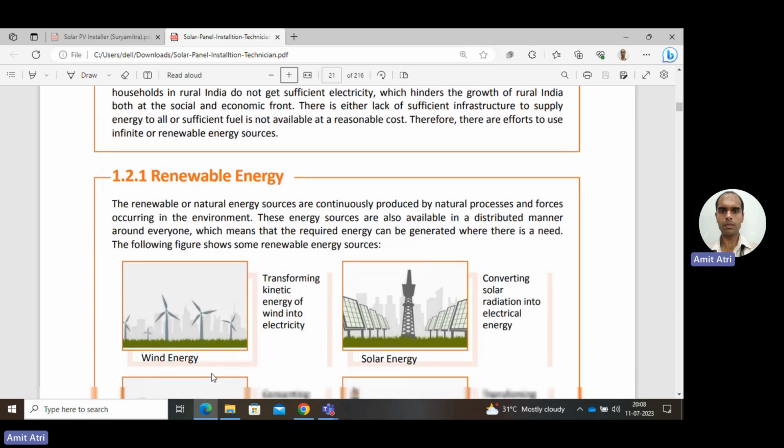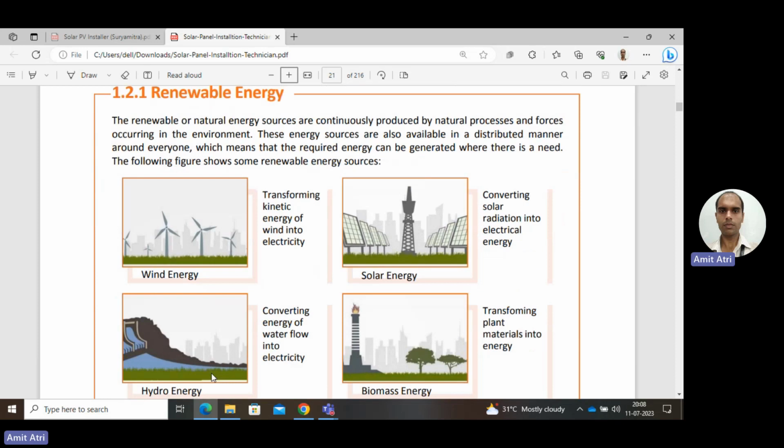A few such sources are shown here, like wind energy, solar energy, hydro energy, biomass energy. What is wind energy doing? It is transforming the kinetic energy of wind into electricity. And solar energy, the system is converting solar radiation into electrical energy. Then next, hydro energy, the energy present in water flow. This is kinetic energy, because water is flowing from a high level to a low level. This energy is utilized for converting it into electricity.